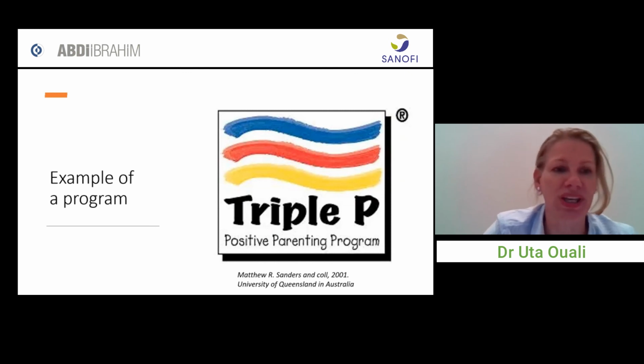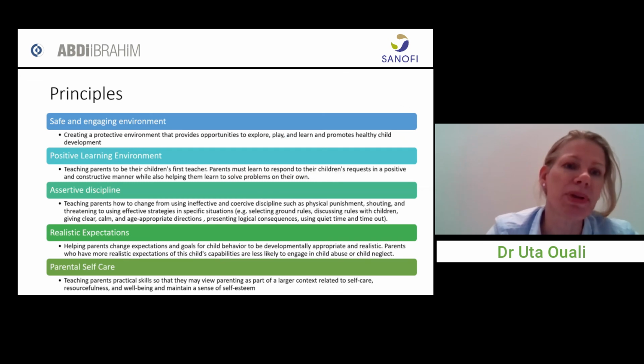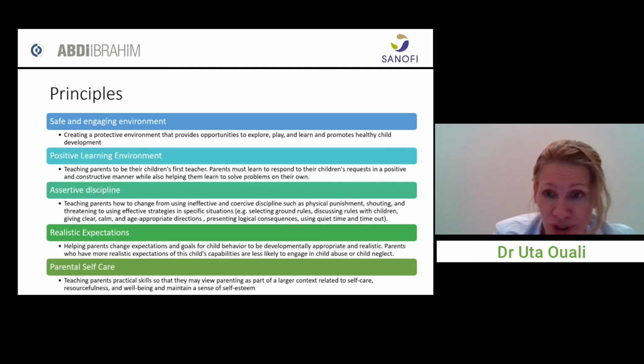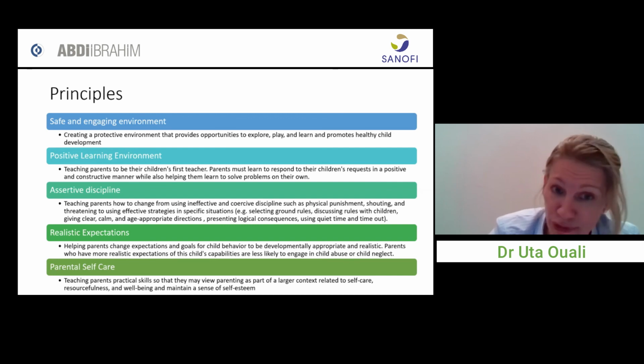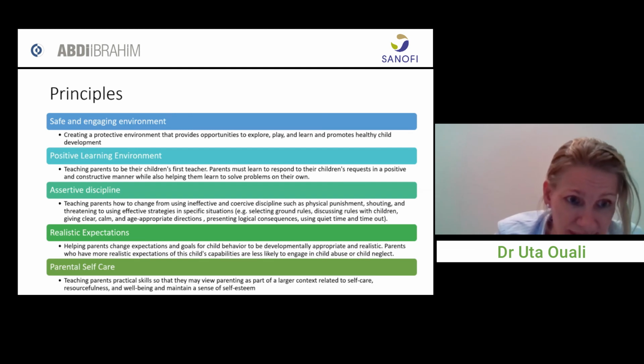Now, for the last chapter, I'm going to give you the example of a program, the Positive Parenting Program, which was developed by Sanders and colleagues in Australia. The principles of this program are the following. Parents learn how to create a safe and engaging environment for the children, a positive learning environment. Parents have to be taught that they are their children's first teacher. Another important principle is the instauration of assertive discipline.